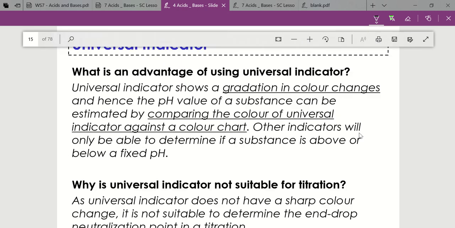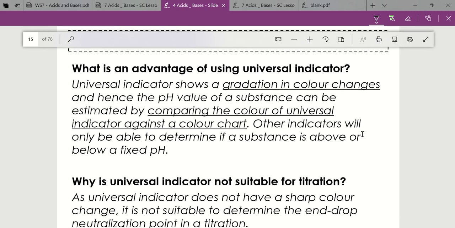Okay, so generally the advantage of using a universal indicator over litmus is that it shows you this gradation in color change, right? There is this constant change in color, which shows you the slow change from an acid to a neutral solution to an alkaline solution. Okay, so we are able to determine the exact or rough, or if not the rough value of the solution. Okay, other indicators you can only determine if it's acidic or alkaline. That's all.